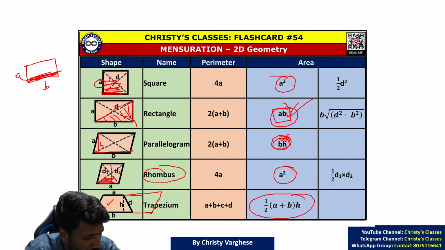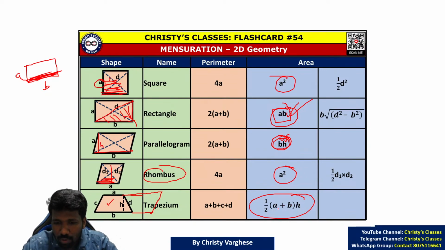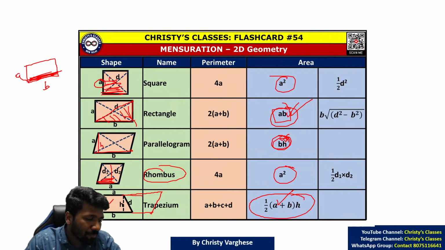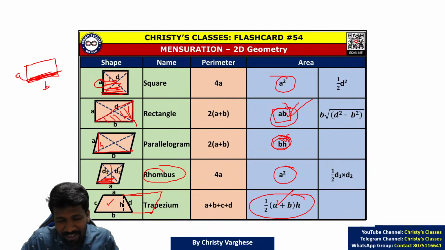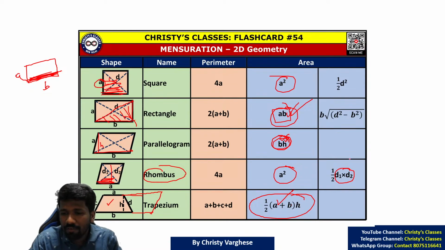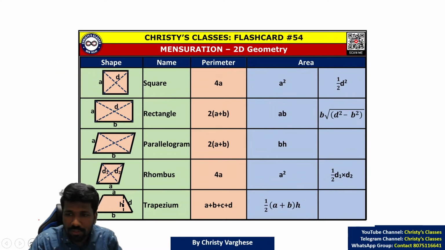Again, you can try that yourself if you are understanding it. Otherwise, learn this formula by heart. In limited time, I am just telling you the basis of the formula. If you are not understanding, learn the formula by heart. That is what I can say. And if diagonals are given, you can use half d1 into d2, where this is one diagonal and this is the other diagonal. Half d1 into d2 is the formula for a rhombus.